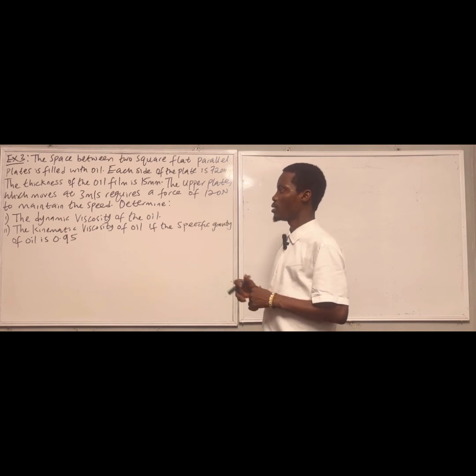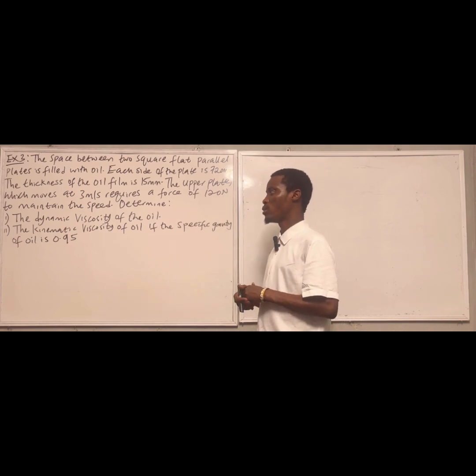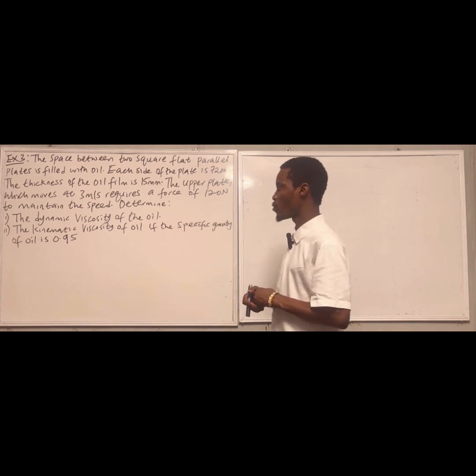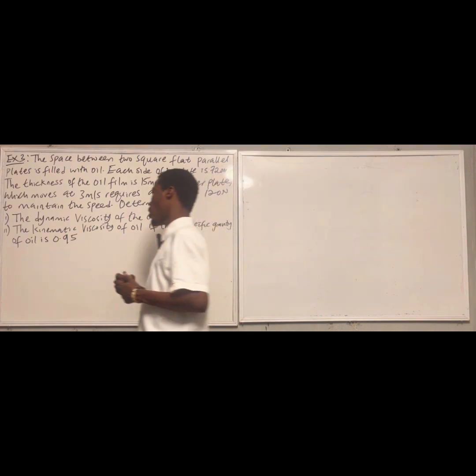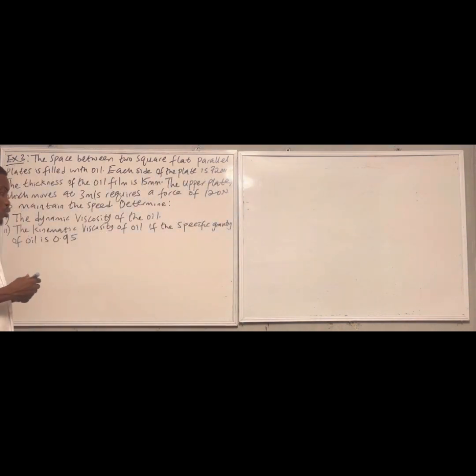speed. Determine the dynamic viscosity of the oil, and the kinematic viscosity of the oil if the specific gravity of oil is 0.95. So we have to calculate the dynamic viscosity, which is the mu. So here we are being given that the space between two square flat parallel plates is filled with oil.